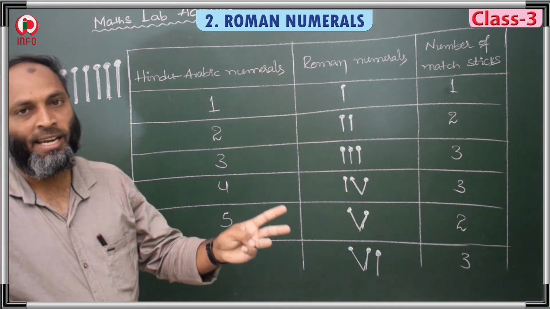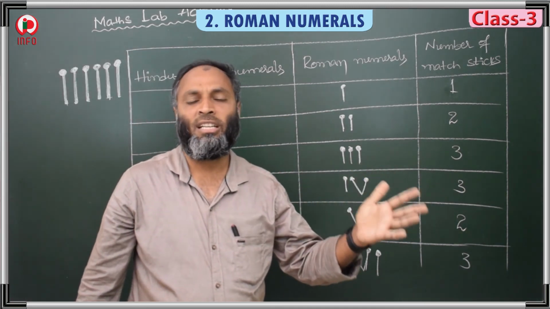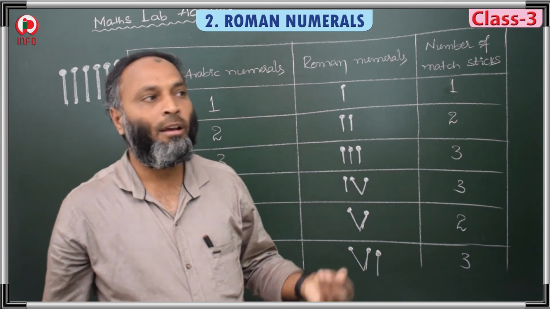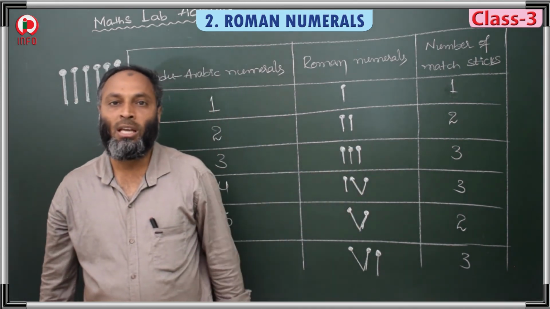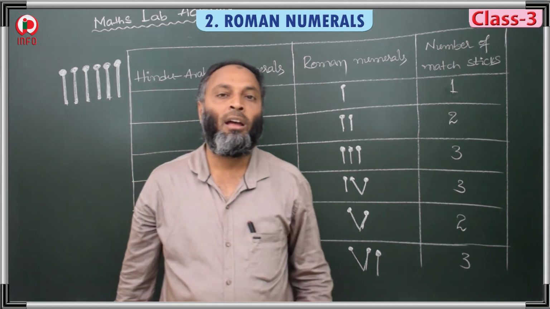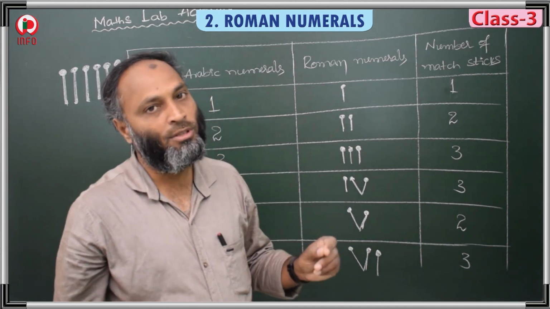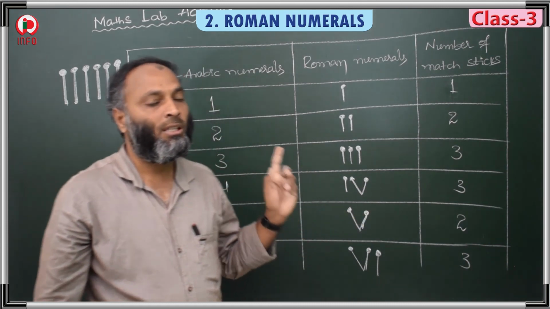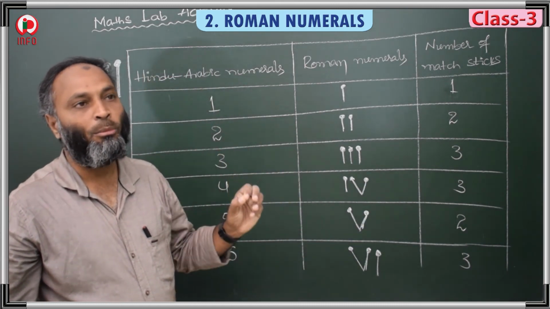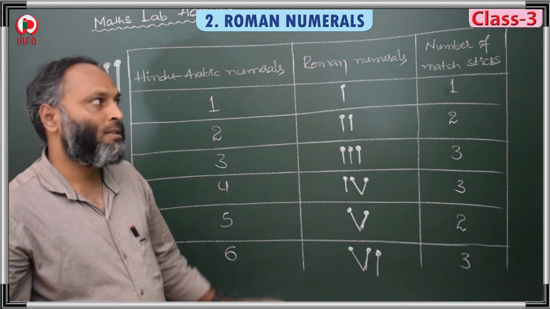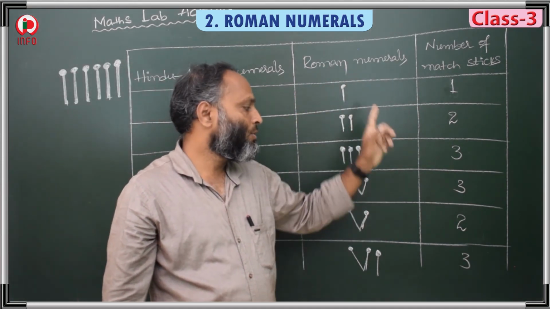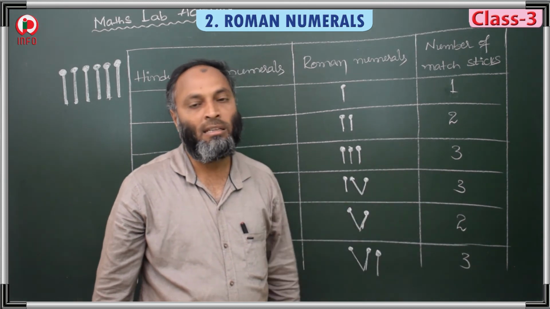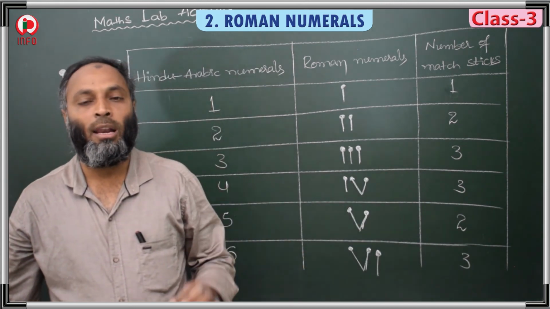7, 8, 9, 10, 11, 12, 13, 14, all the remaining Hindu-Arabic numerals are there. Then arrange them using matchsticks to show the given Hindu-Arabic numerals as Roman numerals. After that, the number of matchsticks you used, you have to write in the last column. This is our lab activity.